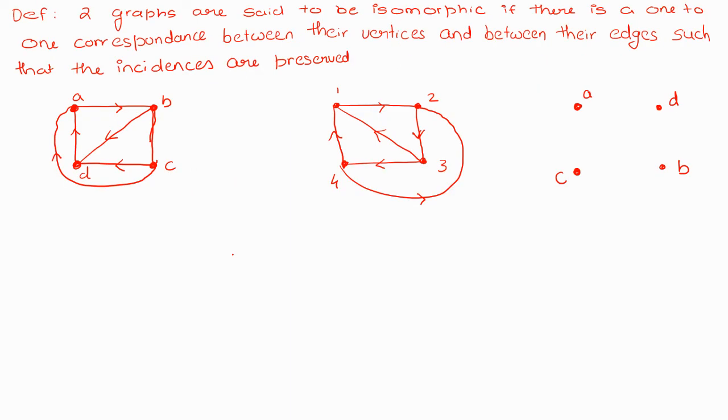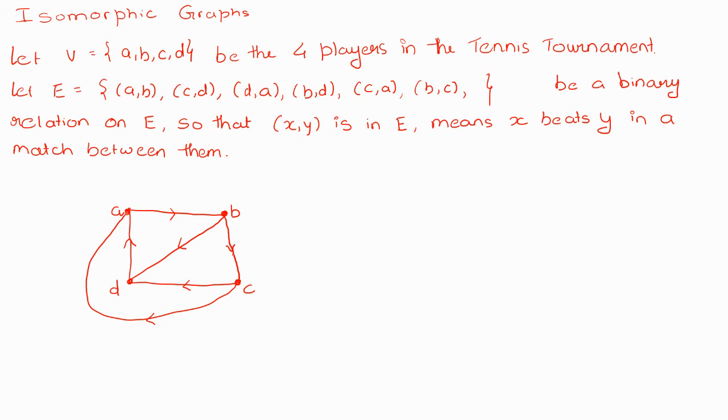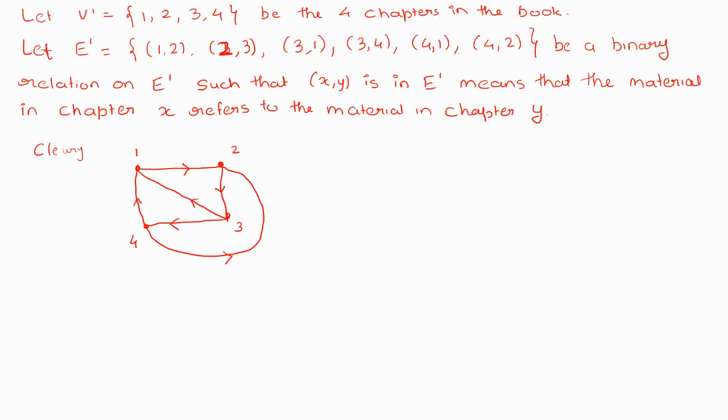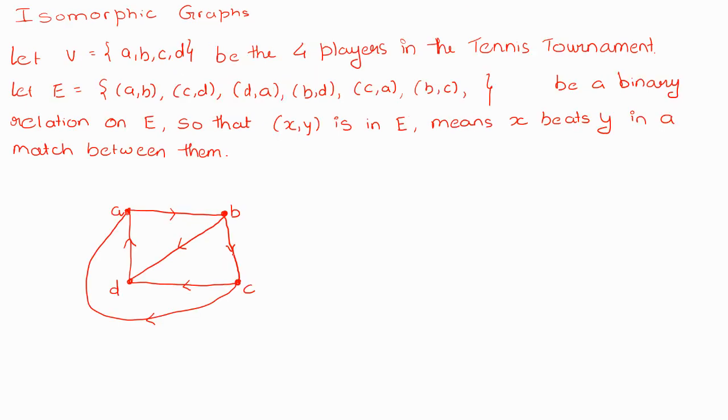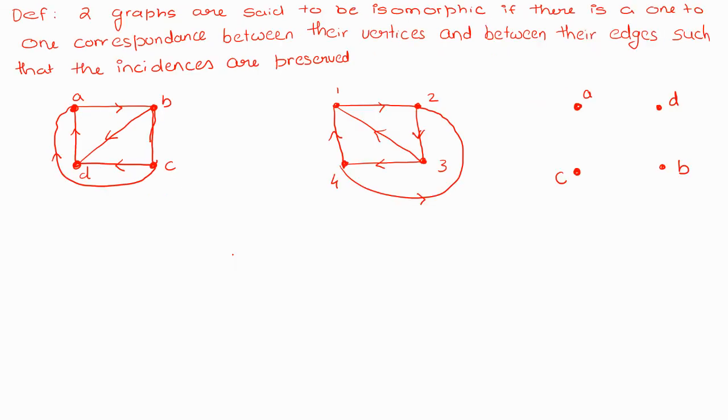Now, what are isomorphic graphs? Two graphs are said to be isomorphic if there is a one-to-one correspondence between their vertices and between their edges such that the incidences are preserved. Now this is the graph of the tennis tournament matches, and this is the graph of the chapters in the book. If we see overall, these two graphs both look similar. This has been drawn here. This is of the tournament.